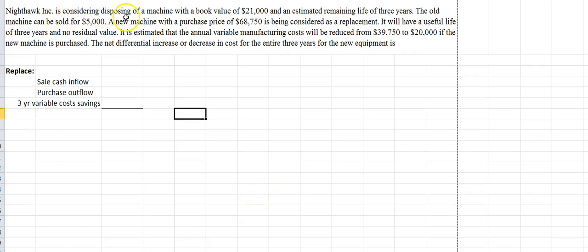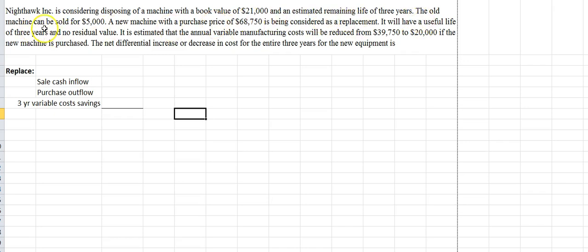Nighthawk Inc. is considering disposing of a machine with a book value of $21,000 and an estimated remaining life of 3 years. Okay? And right off the bat, I'll tell you that these problems are giving you book values and this type of stuff. What we're trying to stress here is that we're doing economic and financial analysis. Book value is meaningless. What matters is actual cash inflows and outflows. Okay, so let's take a look at that.